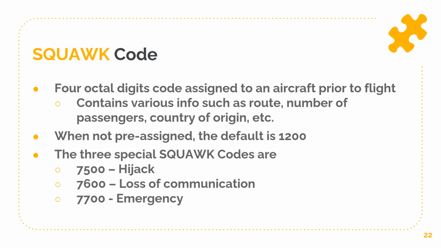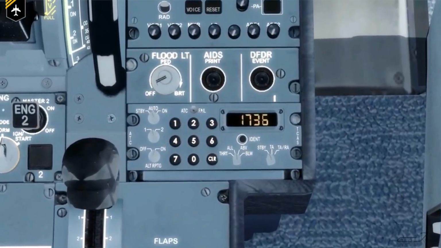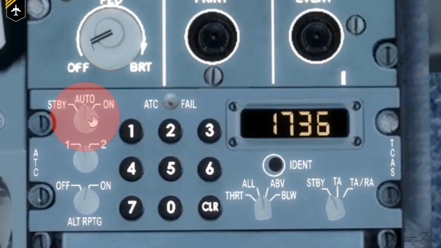When 7500 is set, it tells the ground station that the aircraft is being hijacked. When 7600 is set, it tells the ground station that the aircraft has lost all modes of communication. And 7700 tells that the aircraft is under an emergency situation and that the ground station needs to help the aircraft. Using the aircraft-mounted transponder, the pilot enters the pre-assigned squawk code into the transponder, and then, afterwards, it indicates that the aircraft is now ready to transmit its squawk code.